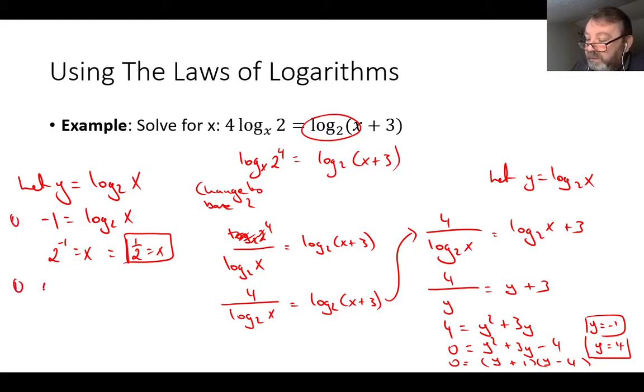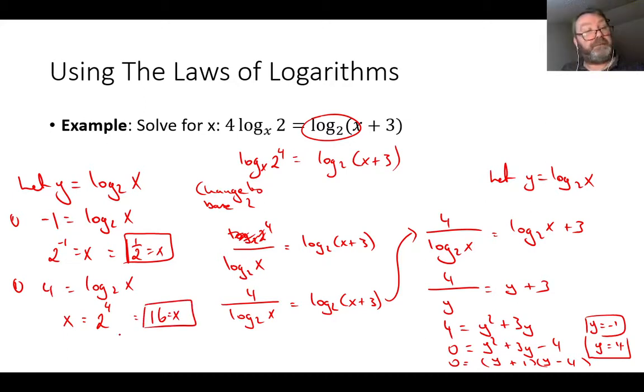Second case, 4 equals log to the base 2 of x. Again, go back to index form. The base of the log is going to be the same as the base of the index. The log is equal to the power 4, and that's equal to x. And 2 to the power of 4 is 16. So x is equal to 16. And that's my second answer. Okay? So therefore, we get a half and we get 16 as the values of x, which, thanks to y, are found by substitution.